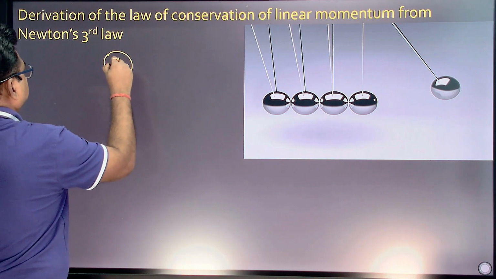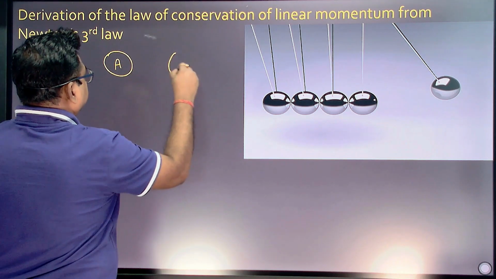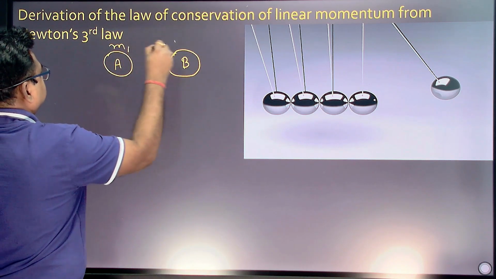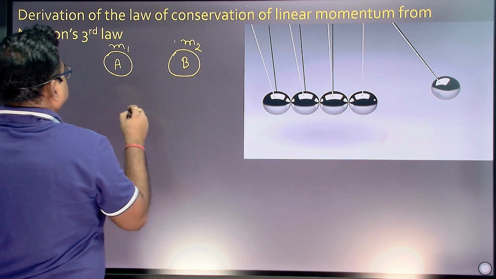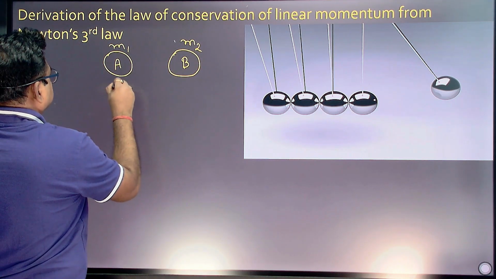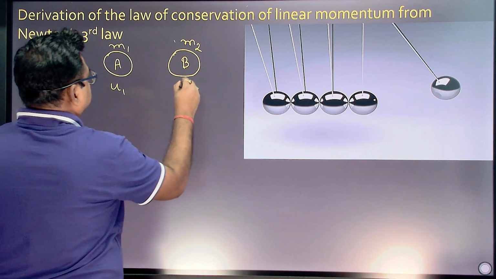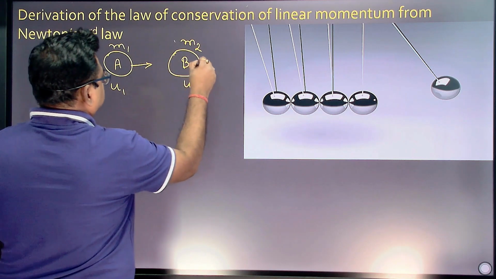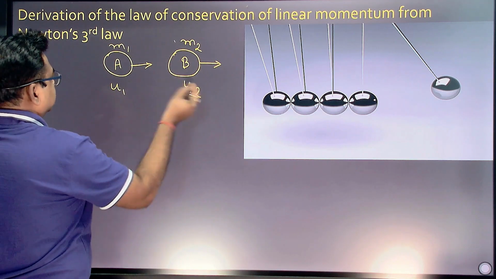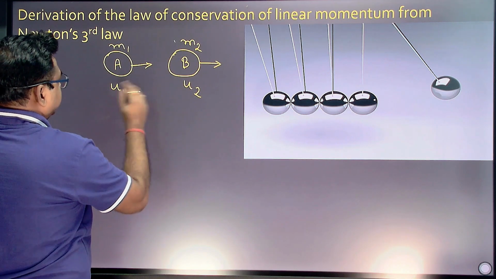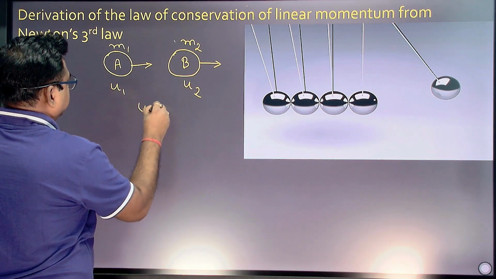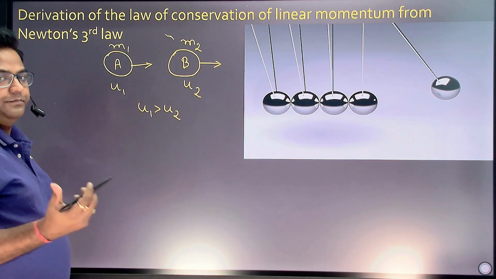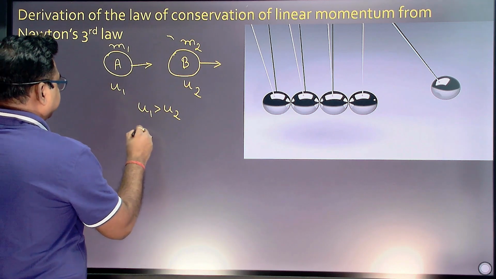Suppose body A and body B have masses m1 and m2, and initial velocities u1 and u2, moving in a straight line, with initial velocity u1 greater than u2. So what happens after some time delta t? They will collide.